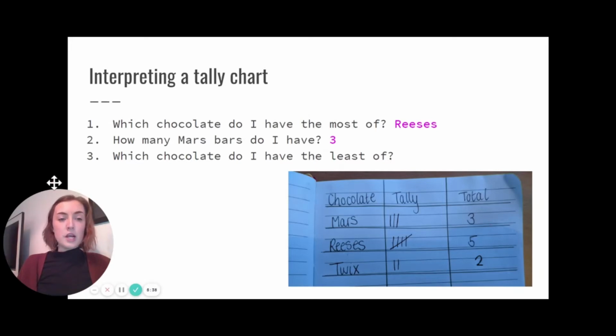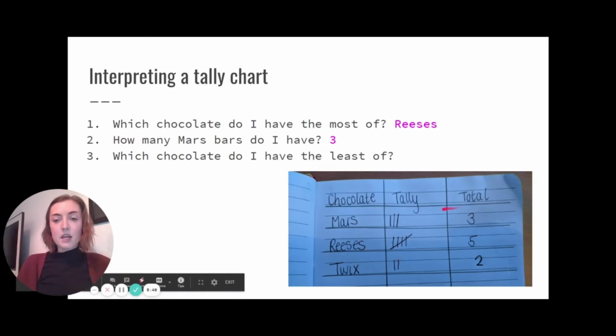The last question says, which chocolate do I have the least of? Can you shout it out? Which chocolate do I have the least of? That's right, it's Twix. I went to my tallies and I could see Twix is where I did the least amount of tallies, which made 2. You go across and see it was a Twix. So Twix is the one I have the least of.